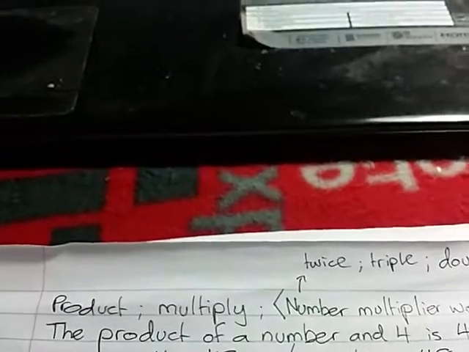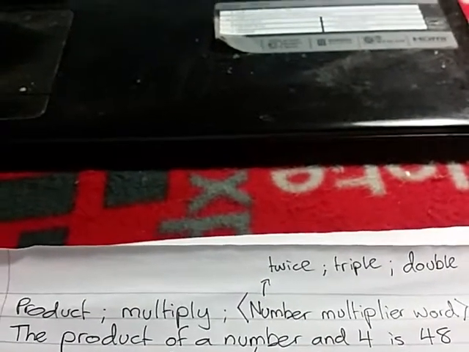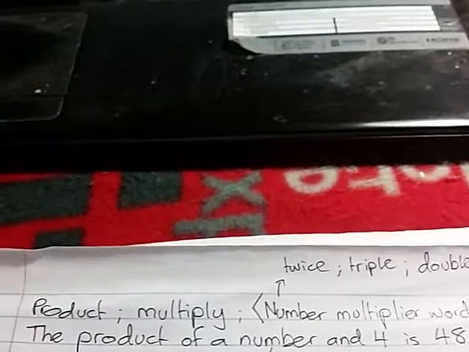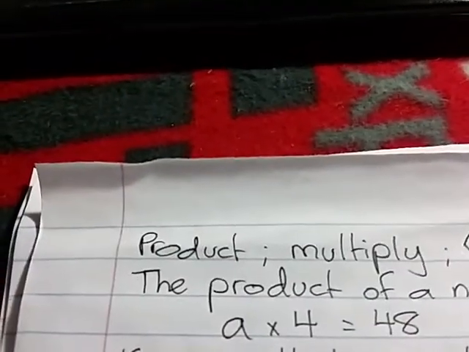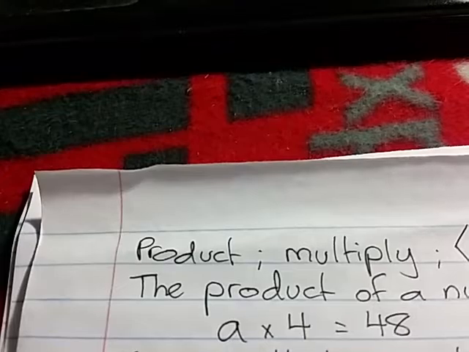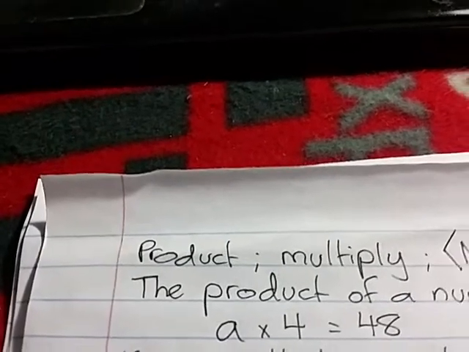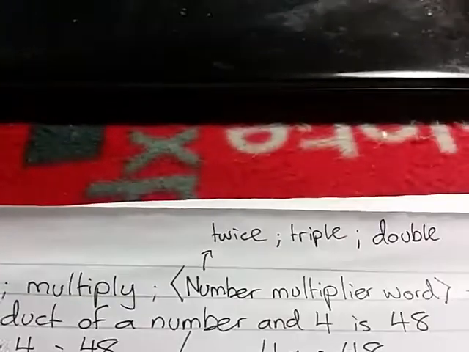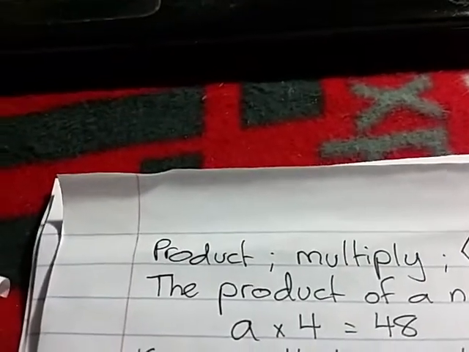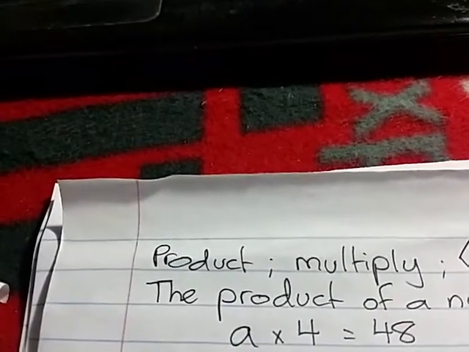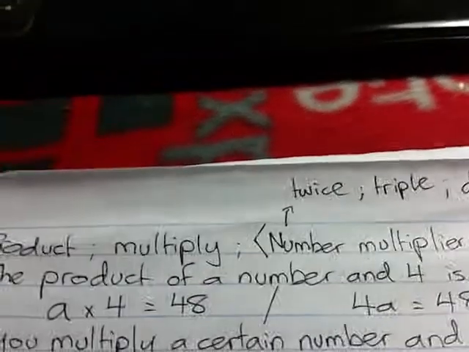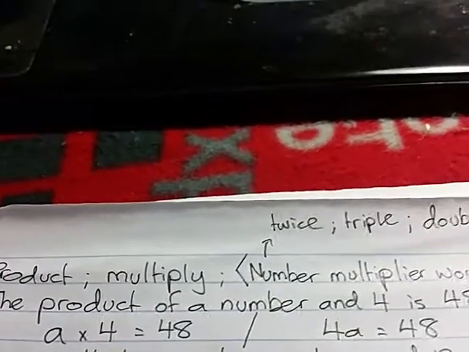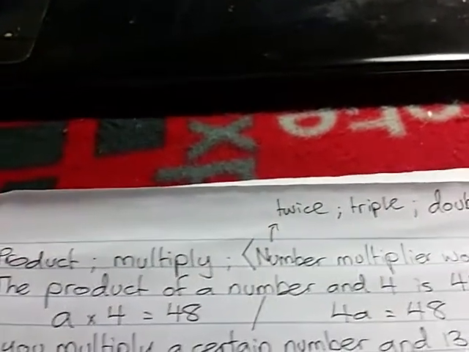The product of a number and 4 is 48. Product is the result of a multiplication. So therefore, the product of a number and 4 is the same as saying a or x or whatever times 4 equals 48. And if you remember from your conventions of algebra, you can actually rewrite that as 4a equals 48. Two sides of the same coin, they're both basically the same.